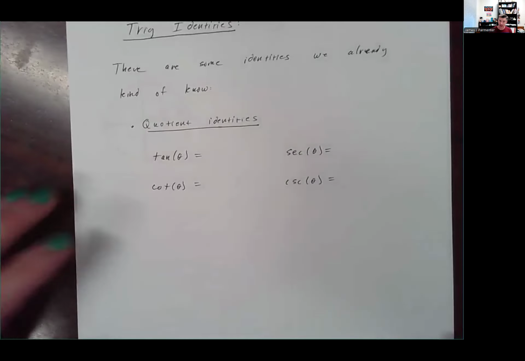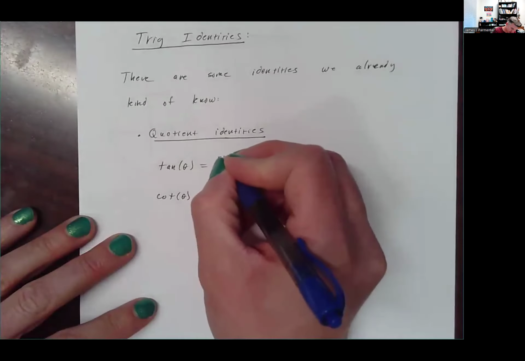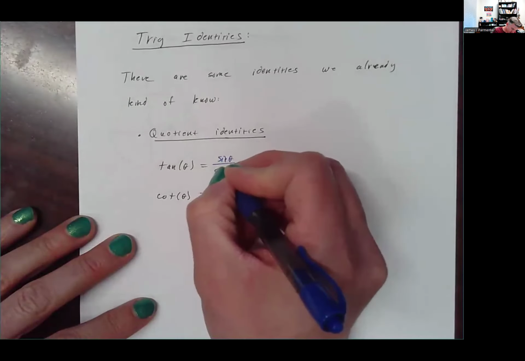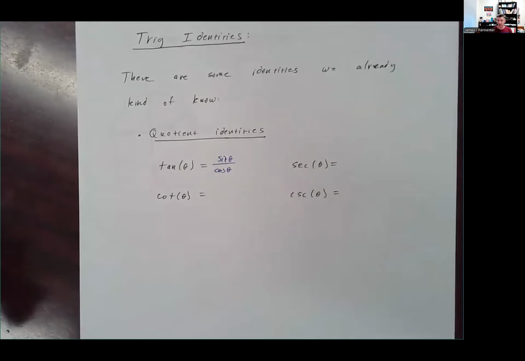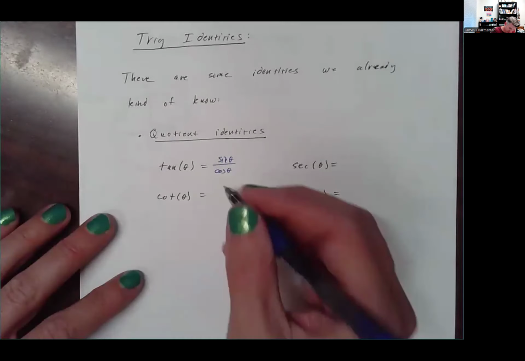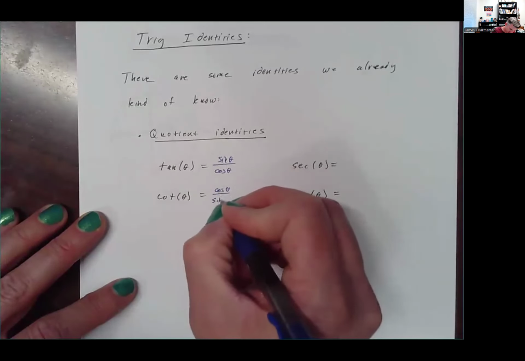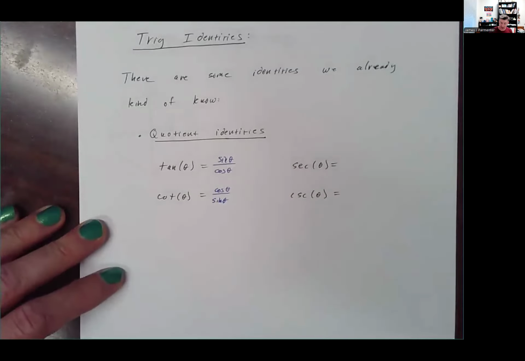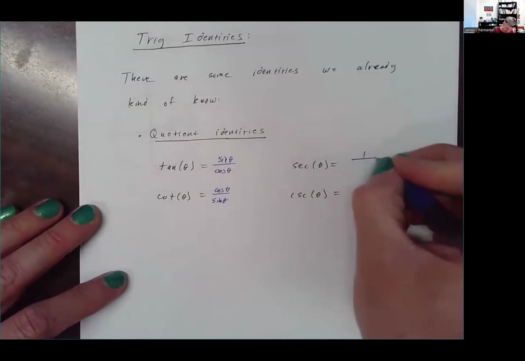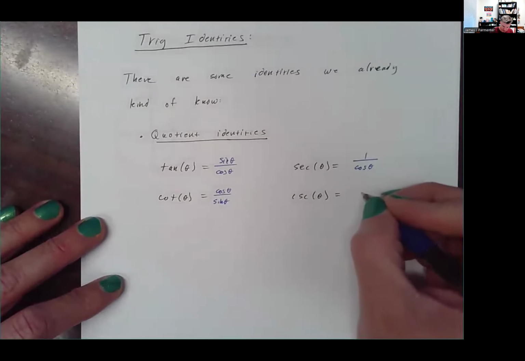Let's look at some trig identities. There are some identities we already kind of know. So tangent of theta, we just talked about how it was y divided by x. You can also think of it as sine theta divided by cosine theta. These are called the quotient identities, which are just fractions. Cotangent of theta is the reciprocal of tangent, so you can think of it as cosine theta over sine theta. Secant of theta is the reciprocal of cosine, so that's literally 1 over cosine. And cosecant of theta is the reciprocal of sine, so literally 1 over sine.